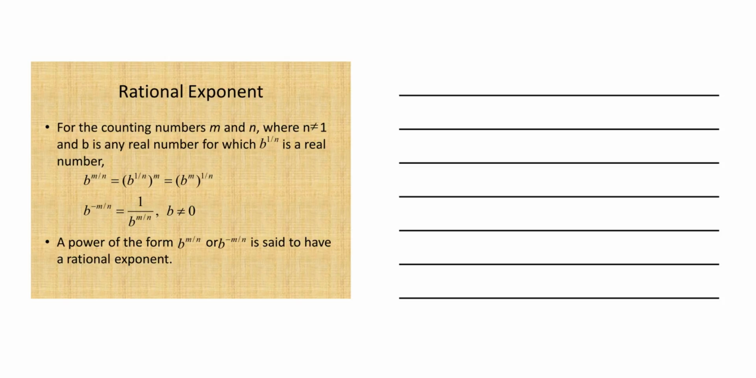Likewise, keep in mind, if you have negative exponents, b to the negative m over n, we have to take the reciprocal to convert into positives, right? So it becomes 1 over b to the m over n. And do realize, in this case, b does not equal 0. A power of the form b to the m over n or b to the negative m over n is said to have rational exponents. In other words, exact numbered exponents, even though they're fractions.